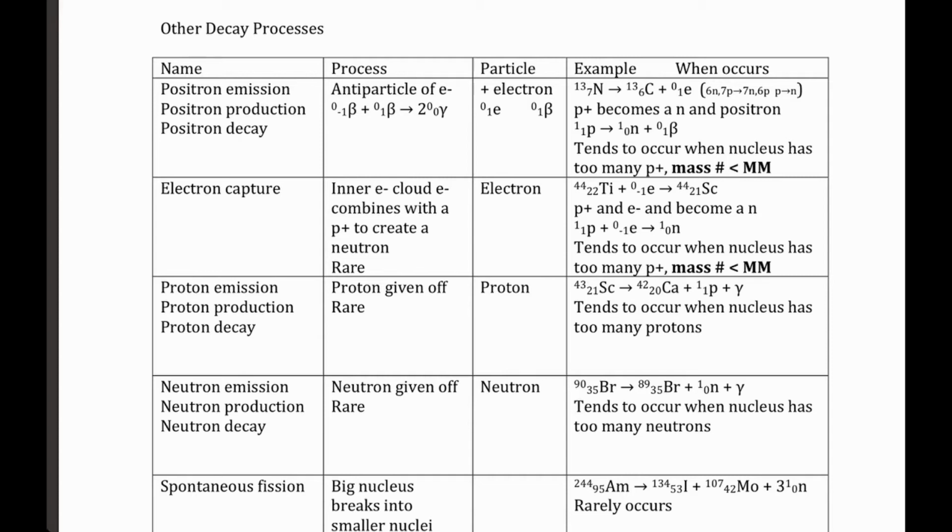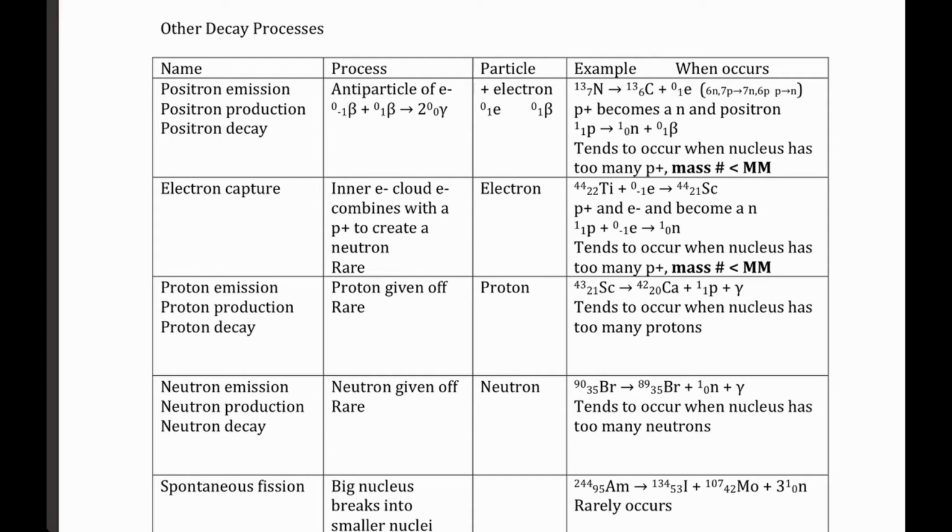A less common process is electron capture. That occurs when an electron in the electron cloud actually makes its way to the nucleus, and in the process it creates a neutron. It's rather rare because it takes two parts to be involved: the electron to fall into the nucleus and then to be absorbed by a proton.